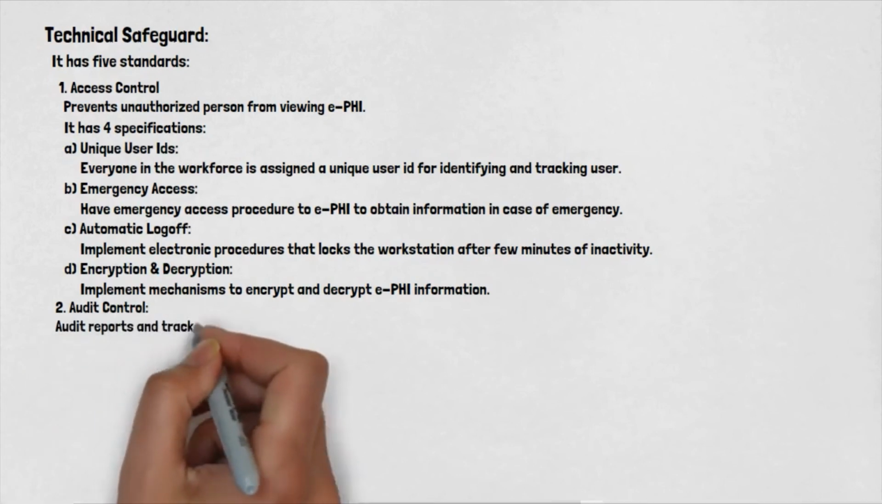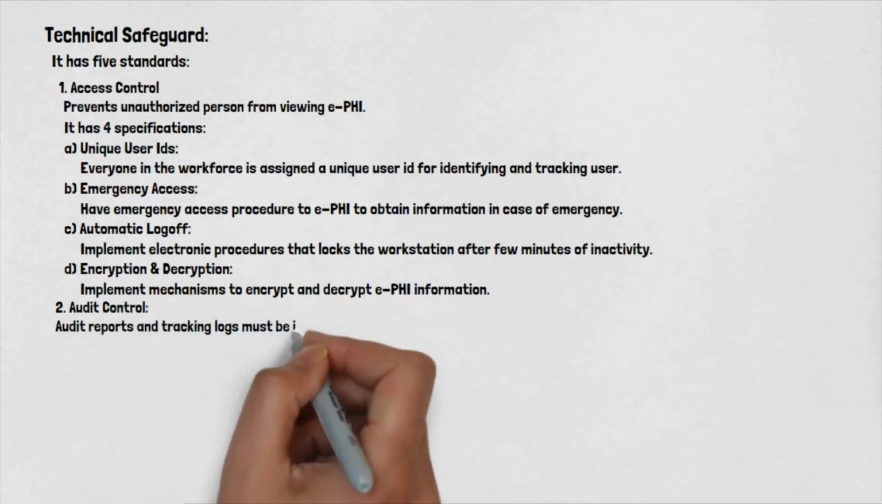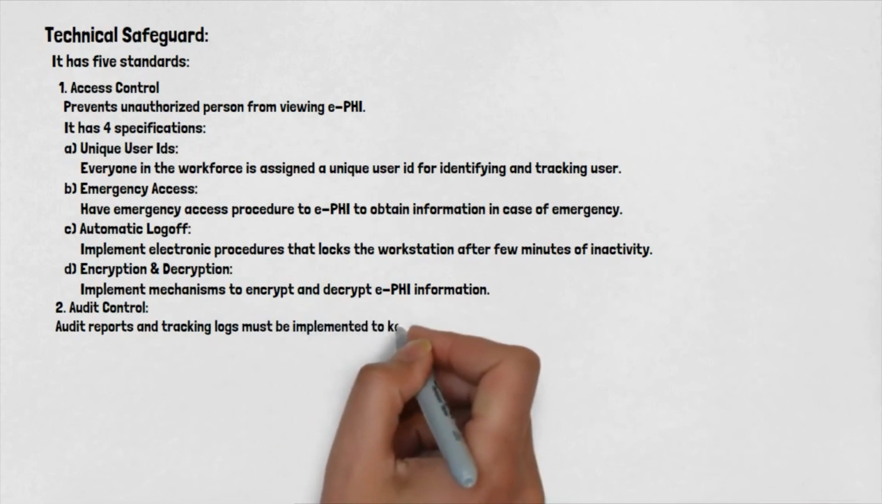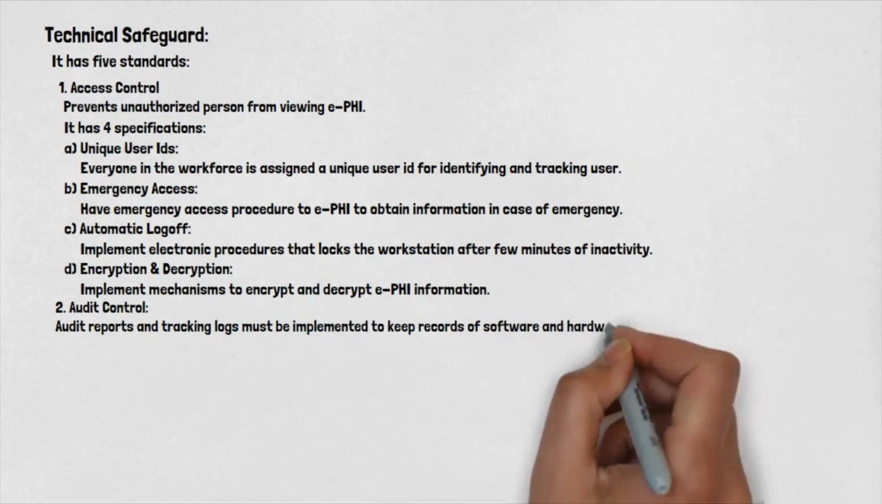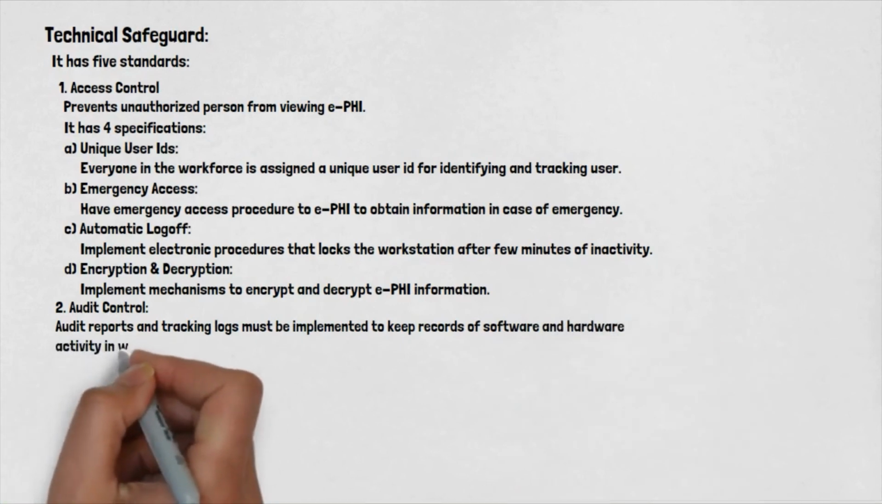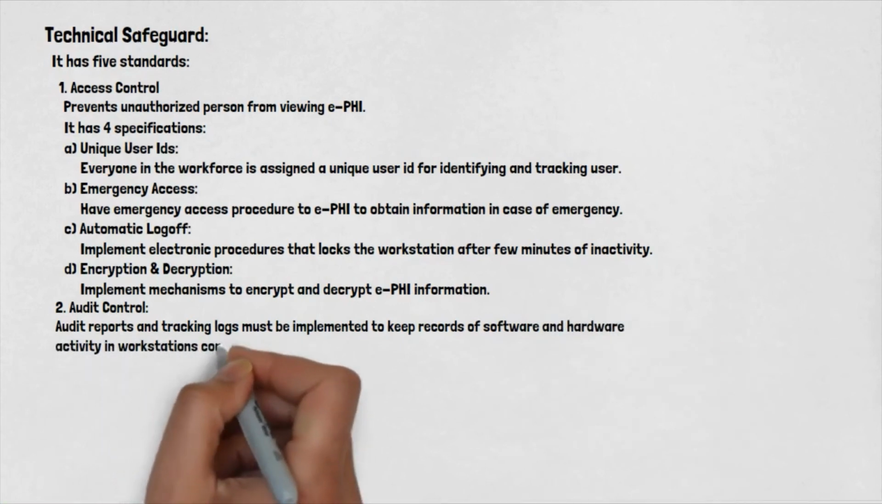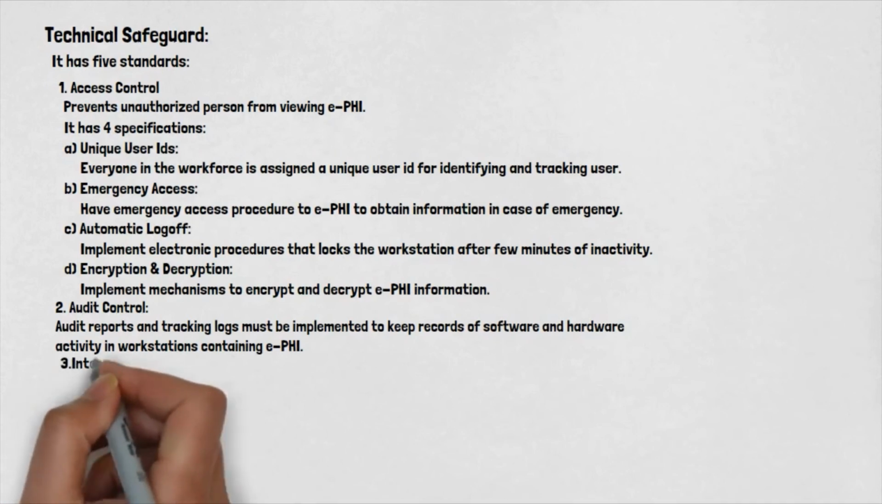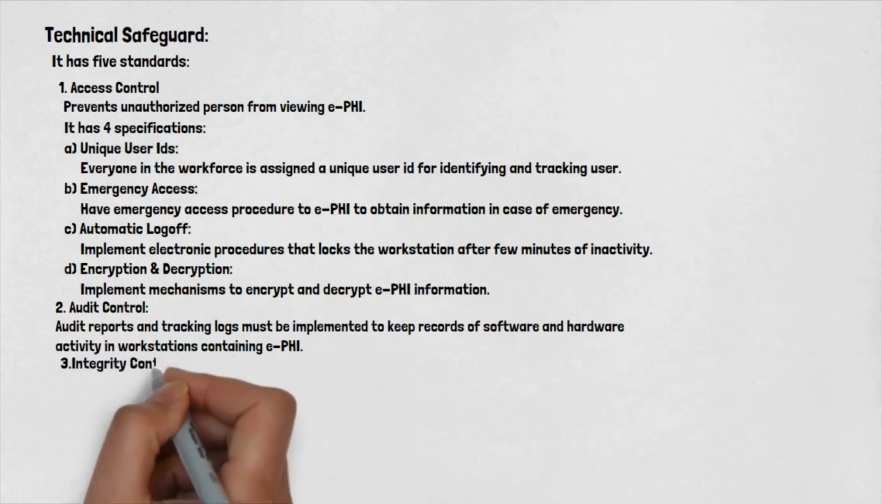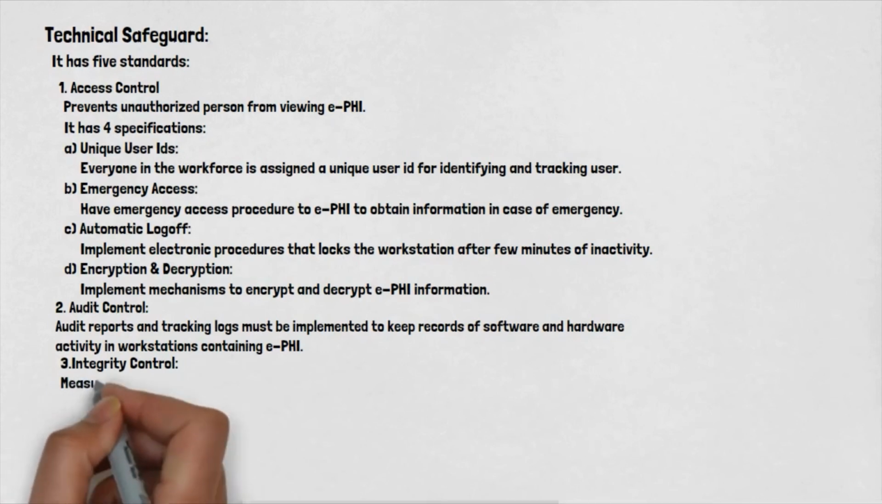Now the second one is audit control. Audit reports and tracking logs must be implemented to keep records of software and hardware activity in workstations containing ePHI. Now, this is done in order to check if any employee has accessed unauthorized websites or downloaded any file without permission from the IT department.